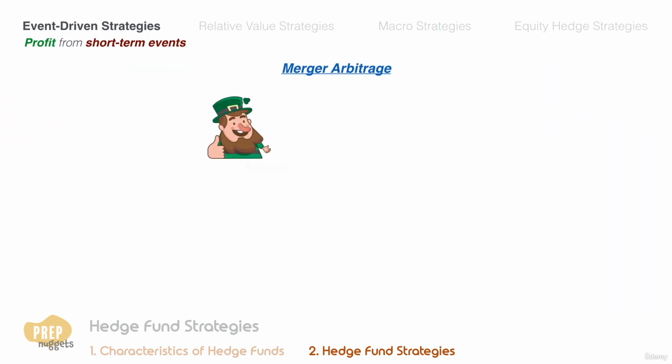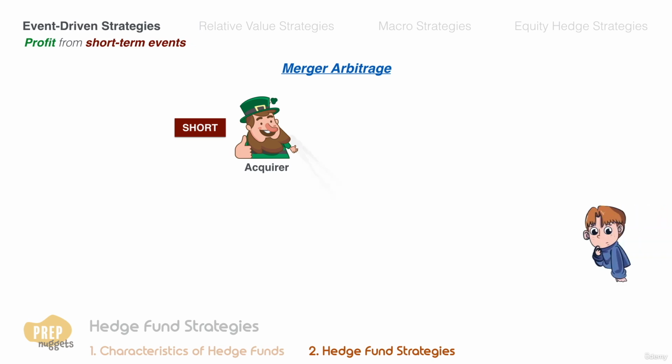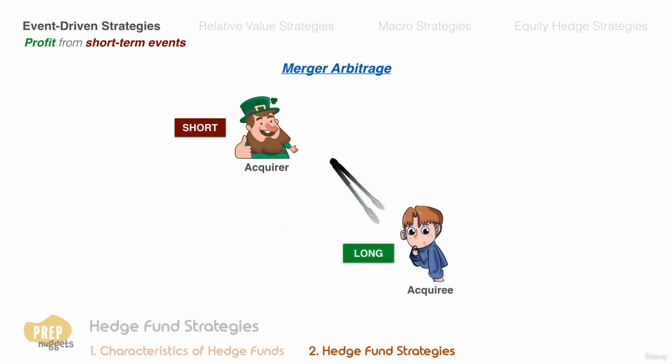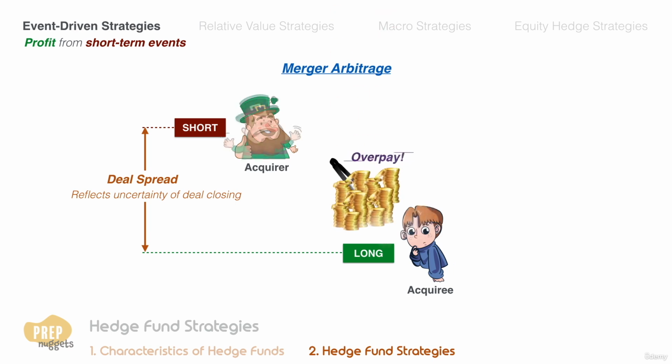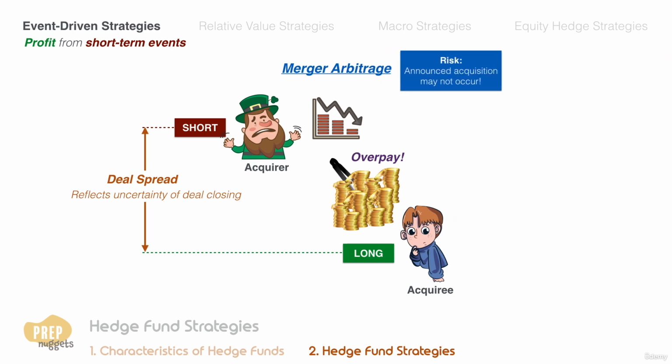Merger arbitrage is the strategy of selling short the shares of an acquiring firm and buying the shares of the firm being acquired. The hedge fund manager seeks to profit from the deal spread, which reflects the uncertainty of the deal closing. It could also be that the manager expects the acquirer to ultimately overpay for the acquisition and its share price suffer consequently. The primary risk in this strategy is that the announced acquisition does not occur.